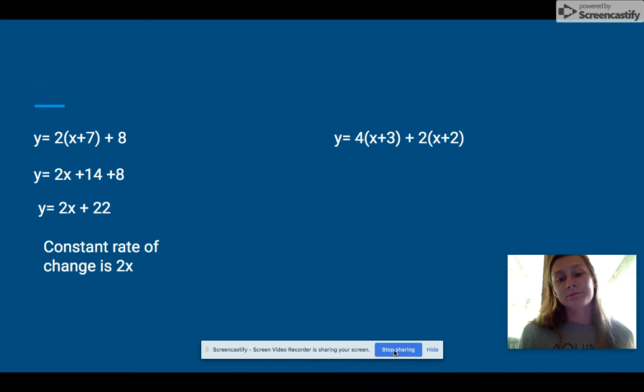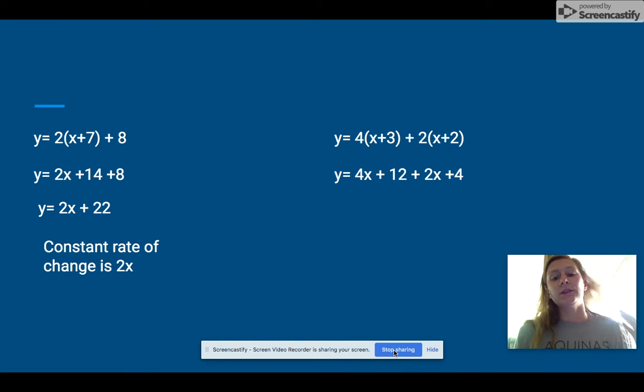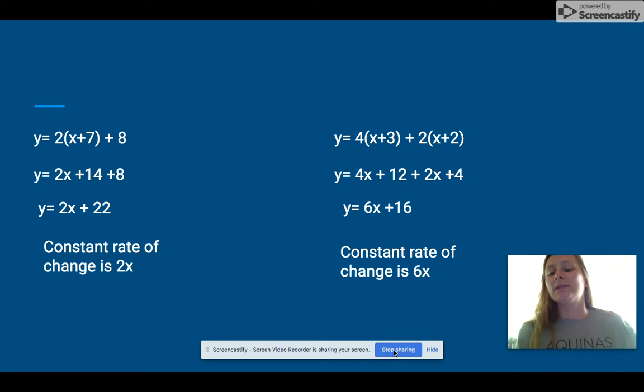Then another example: y equals 4 times (x plus 3) plus 2 times (x plus 2). First, use the distributive property again, so you get 4x plus 12 plus 2x plus 4. You add 4x plus 2x to get 6x, and you add the 12 and the 4 to get 16. So this equation ends up being y equals 6x plus 16, and the constant rate of change is 6 for this equation. So the slope is 6.